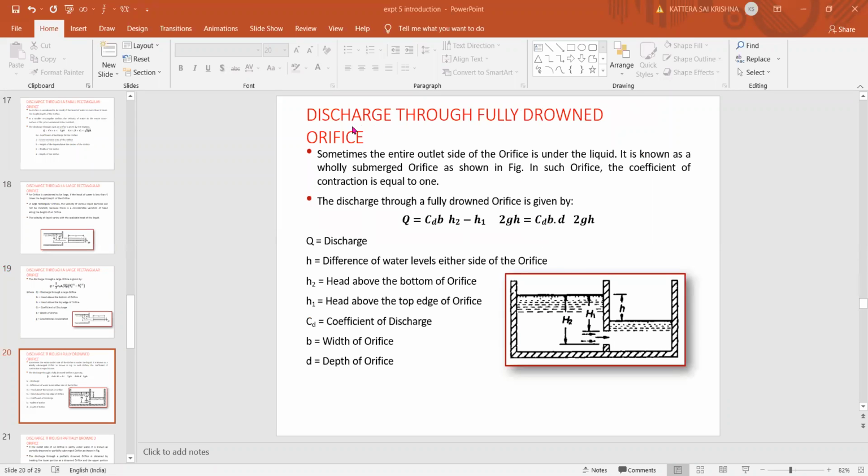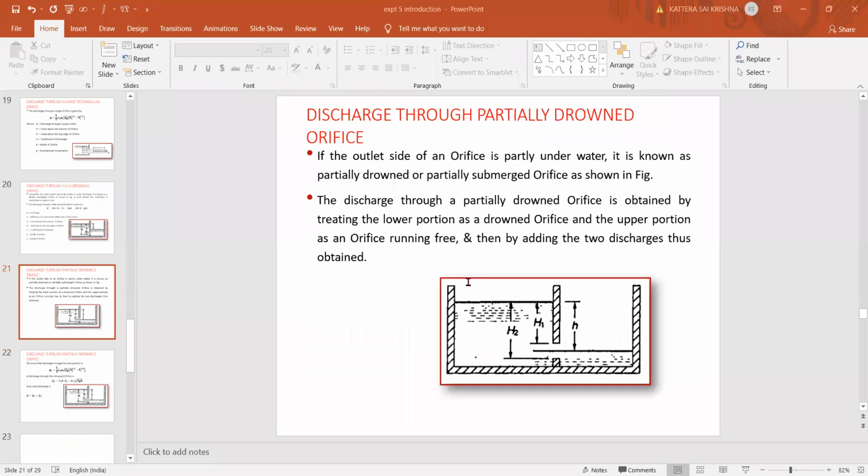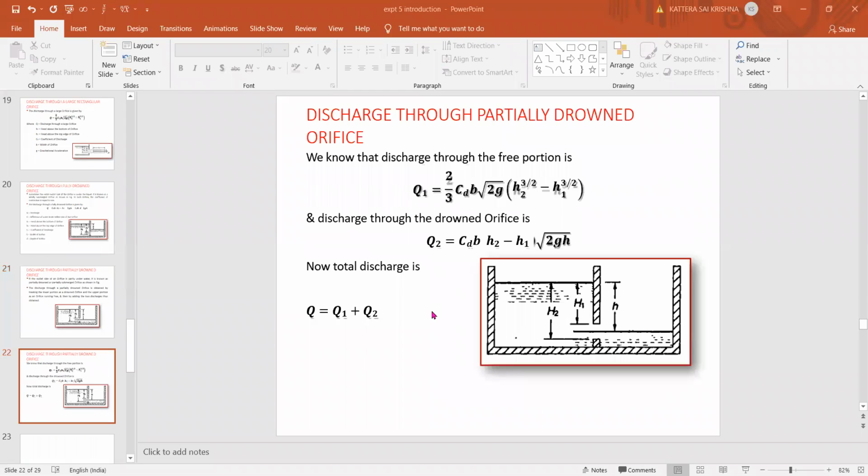Similarly, if the orifice is immersed like this in the tank, how we will find the discharge is the formula Q equals Cd into B into (h2 minus h1) into root 2gh. Again, h1 is this one, and h2 is the height of the water with respect to the base of the rectangle. Next, discharge through a partially drowned orifice, where only half or some part of the orifice is immersed in the fluid at both sides. At that time, the discharge equation becomes Q equals 2 by 3 into Cd into B into root 2g into h2 power 3 by 2 minus h1 power 3 by 2.